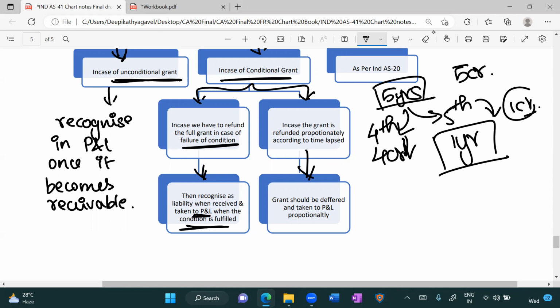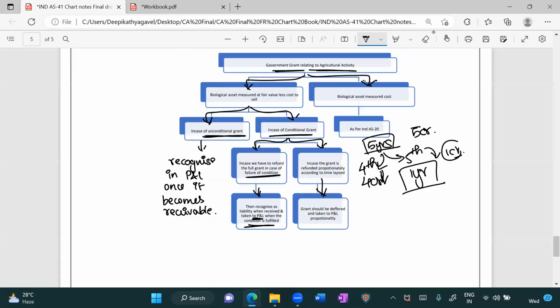In that case, what will happen? This government grant will be deferred over that period, and proportionately you will take it to the P&L. So 4 crores will be taken to the P&L, because the condition has already been fulfilled. And for the 1 crore, you will do the refund. So it says that in case a refund needs to be done, if the refund is proportionate, then defer the grant over the years and take it to the P&L as and when the condition is satisfied, that is, proportionately. I hope it is understood.